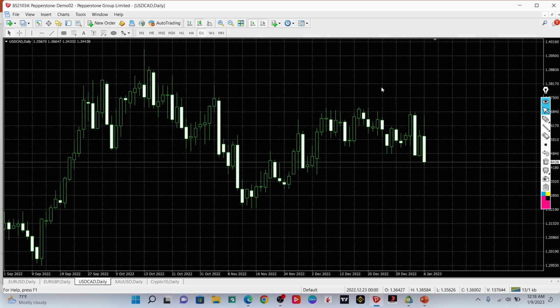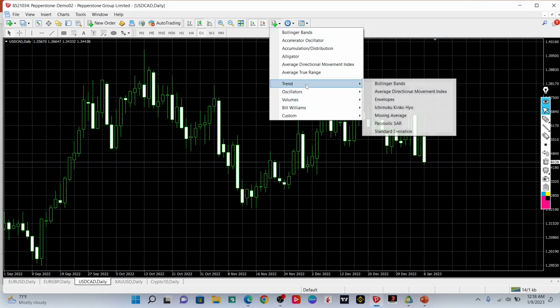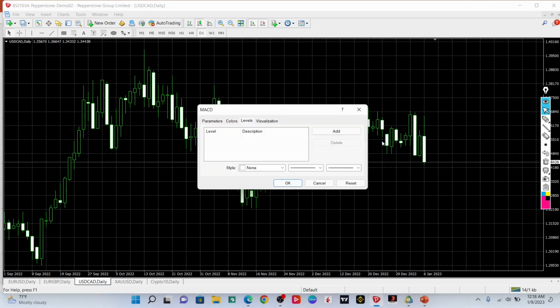Okay. So we are onto this live chart. Again, when you take a look at the chart, it is plain. It has nothing on it entirely. So we want to insert the MACD. We looked at the Bollinger Bands already. So the MACD should be under the trend indicators, or oscillators. We have the MACD here.